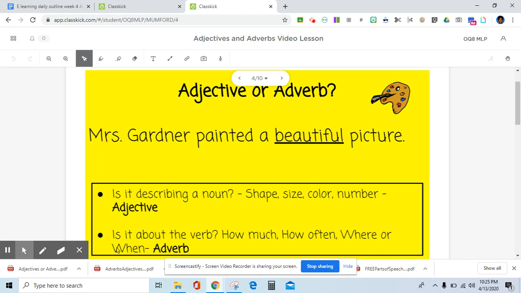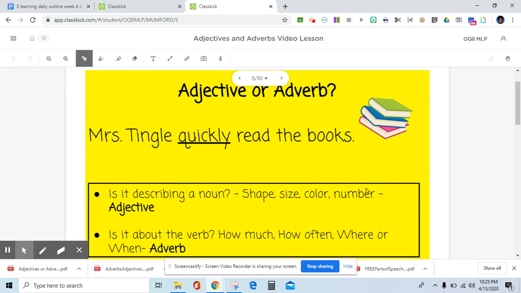Another helpful thing to remember is to ask yourself, is the underlined word talking about the noun or is it talking about the verb? If it's talking about the noun, it is an adjective. If it's talking about the verb, it's an adverb. Here's another sentence. Mrs. Tingle quickly read the books. So we have to decide whether that underlined word is describing a noun or talking about a verb.